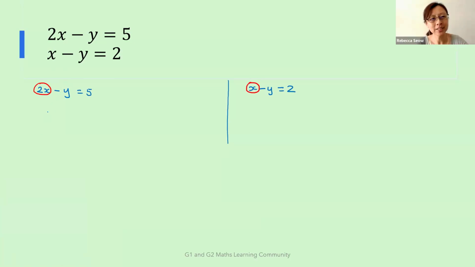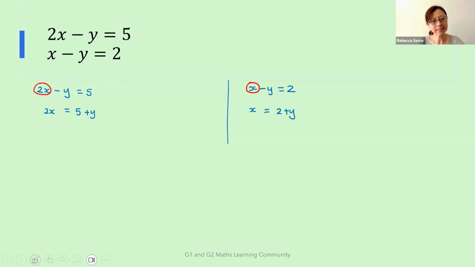So for the first equation, it will be 2x equals 5 plus y. Negative y, I move it over, I will have positive y. Now, on the other side, my x remains. x equals 2 plus y, because my negative y, when I move it over, I get positive y.